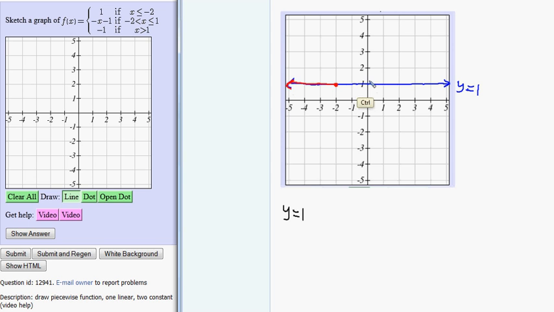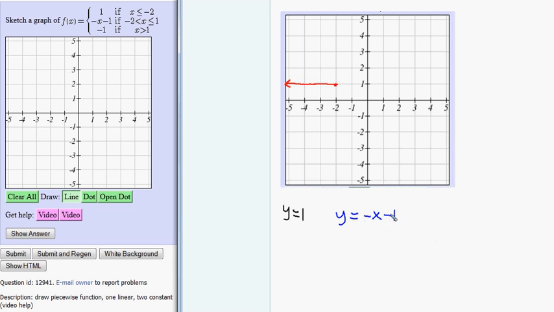So let me go back and erase all of this and just graph the portion we need to graph. It'd be y equals 1, starting at x equals negative 2, and going to the left forever. Then that brings us to the second piece of the equation, which is y equals negative x minus 1. So here's y equals negative x minus 1 graphed over its whole domain, and then I will restrict it accordingly.